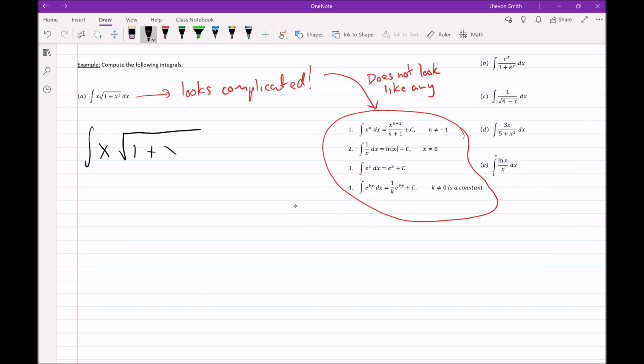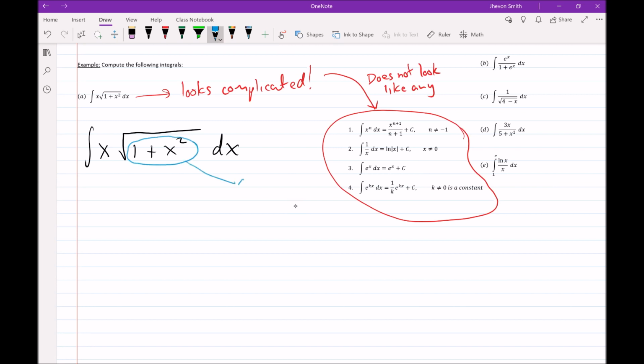Now, any guesses as to what is actually making this integral complicated? Maybe someone chime in here. What would you want to replace with a single variable? I would want to replace the root of 1 plus x squared. Yeah, or let's just be a little bit more careful, because ultimately we're going to have to take derivatives, so let's make it actually simpler.